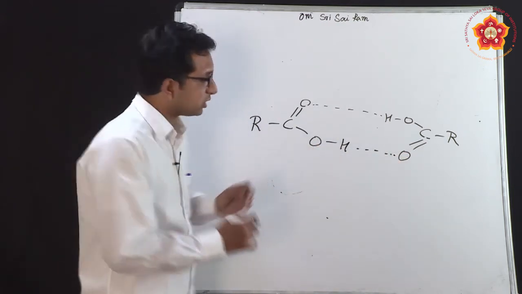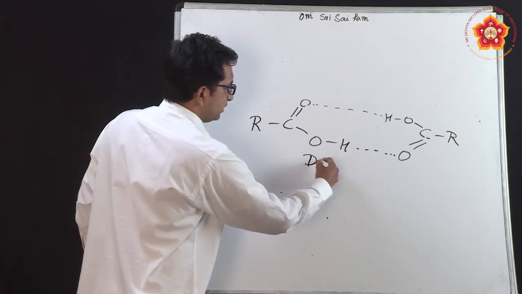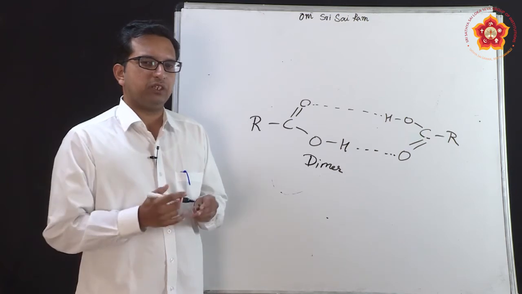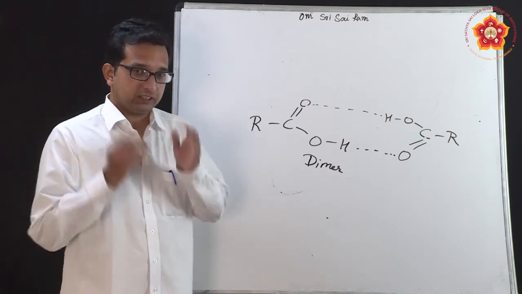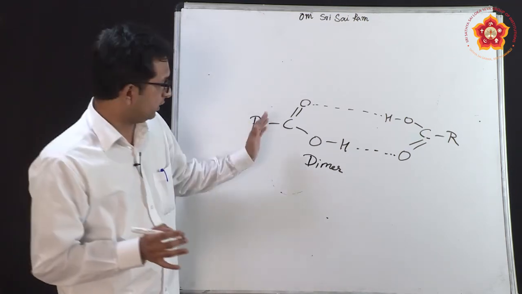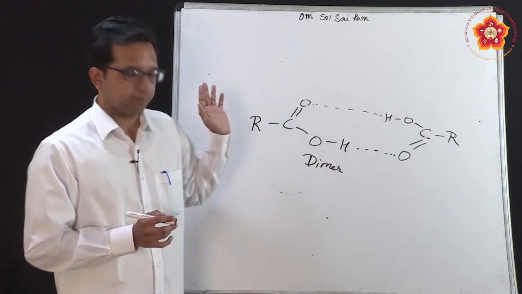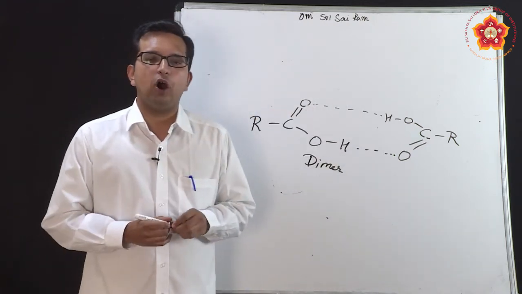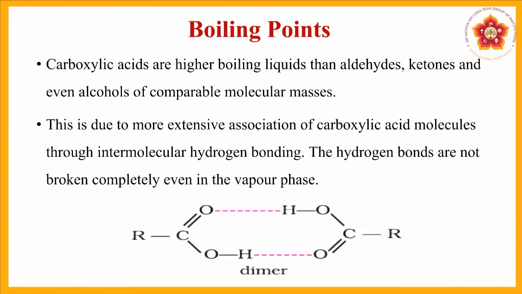So, this sort of structures we tend to call dimers, which means that an individual carboxylic acid will not be possible. Their stability is stronger when they are formed like this as a dimer. So, all these factors lead to a higher boiling point of these type of systems.